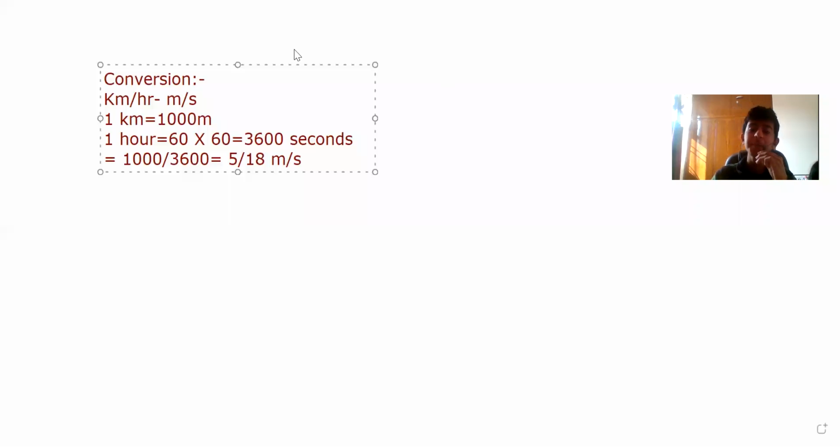Many times people get confused about how to convert, because sometimes we are given kilometer per hour, and sometimes meter per second. So how do we convert kilometer per hour to meter per second and meter per second to kilometer per hour? We all know that 1 kilometer is equal to 1000 meter, and 1 hour is equal to 3600 seconds. If we divide them, we get 5 by 18 meters per second. That means if we want to convert kilometer per hour into meter per second, we have to multiply the number by 5 by 18.